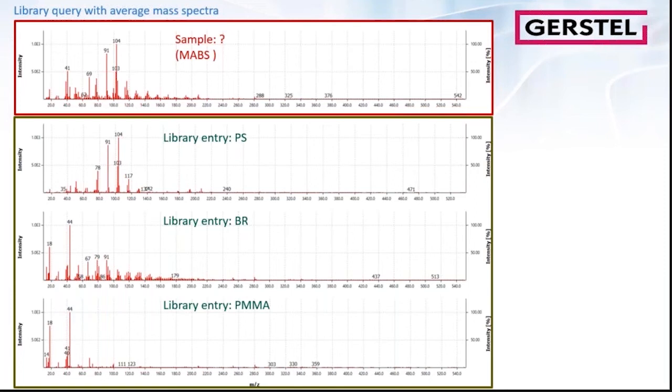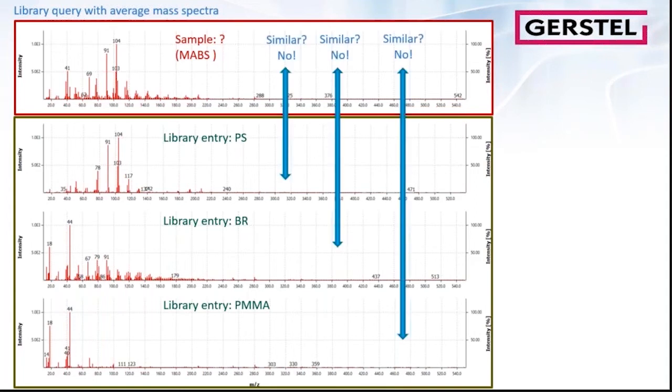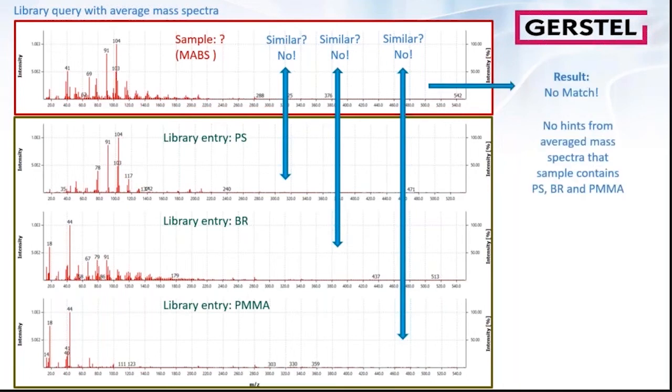So what would we do during pyrogram comparison? We would ask for similarities. Is the mass spectrum from polystyrene similar to the MABS sample? No, it's not, and this is true for all the others also. So the result would be there is no match. And that means we have no hint that polystyrene or polybutadiene or PMA was part of our original sample. And the conclusion is, to use this average mass spectral approach, we need to have MABS also as a library entry. Only if we have it as a library entry, we can have a positive match.